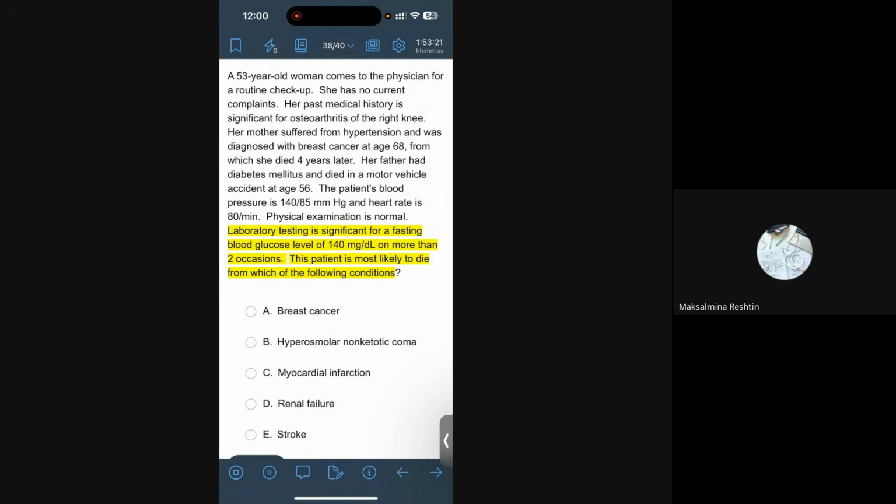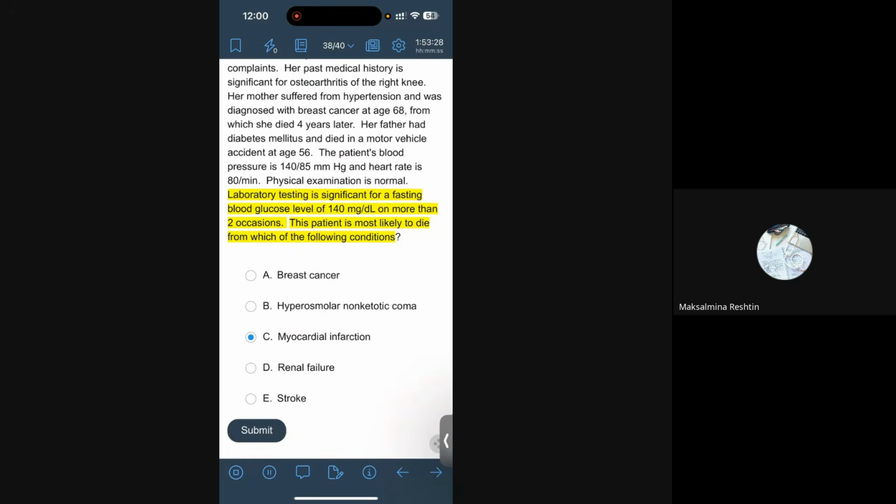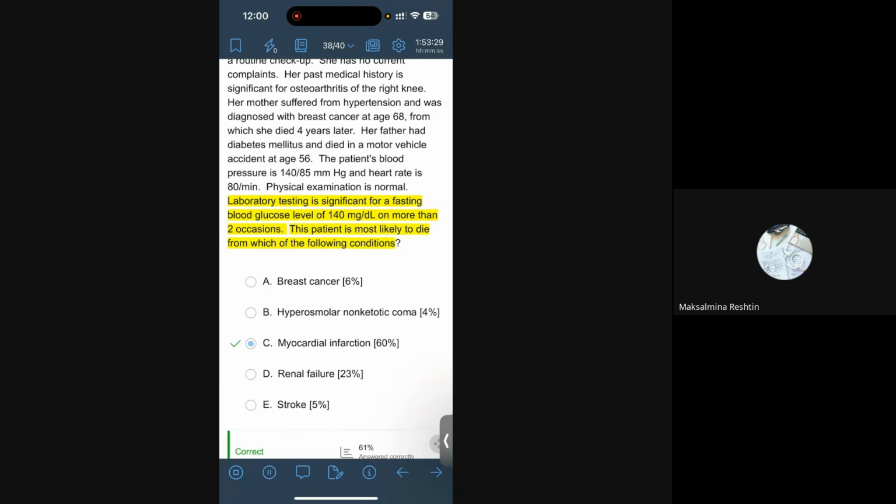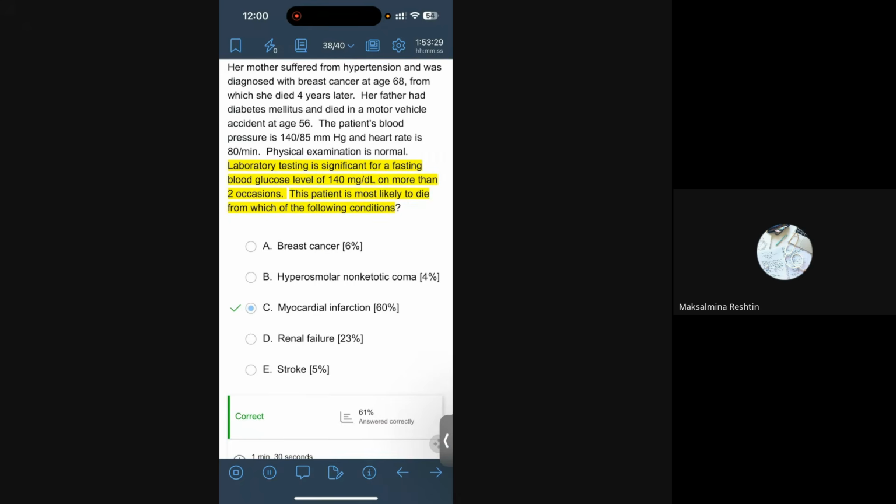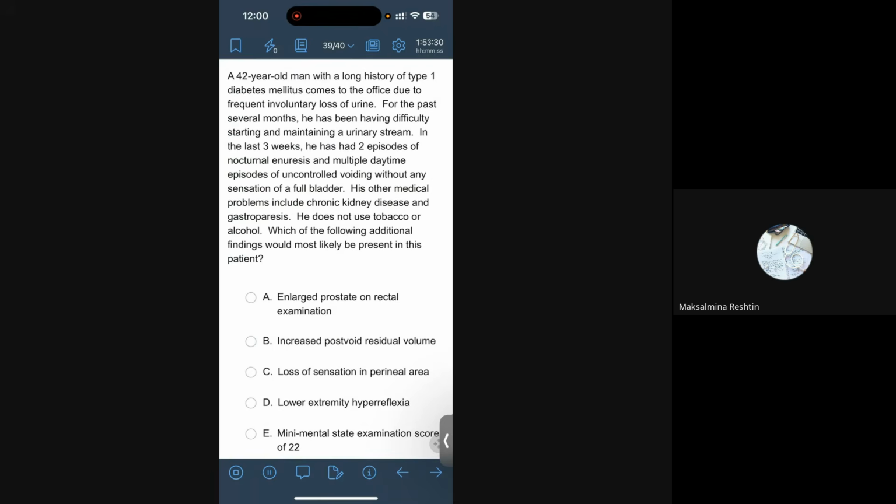So what would be the answer in this case? C would be the right answer, decreased pain sensation. Let's move on to the next one.